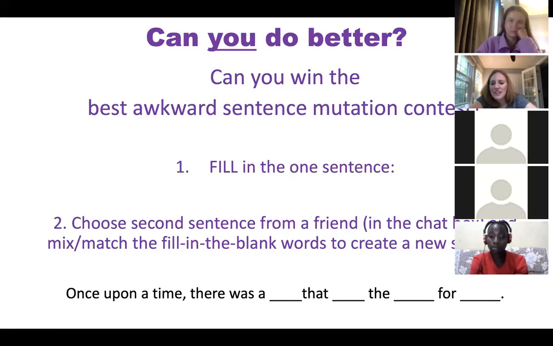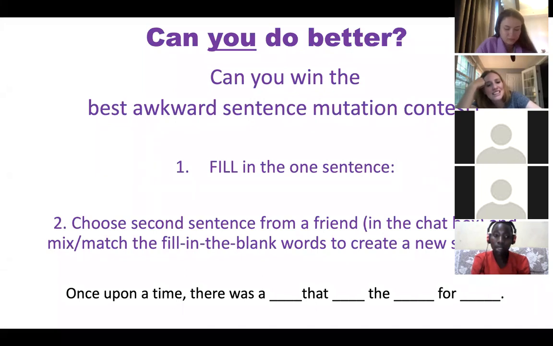So while Monica and Edo Soji are writing their sentences, I'll combine Abraham's and Vanessa's sentences for fun. So it will go something like this. Once upon a time, there was an old man that ate the children for fun. Oh man, that's terrible. So I just combined the 2 sentences from Abraham and Vanessa.